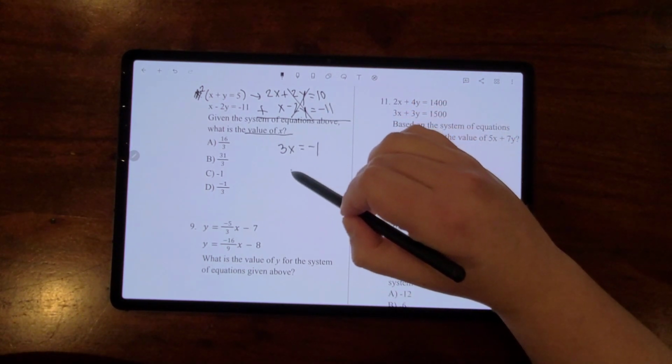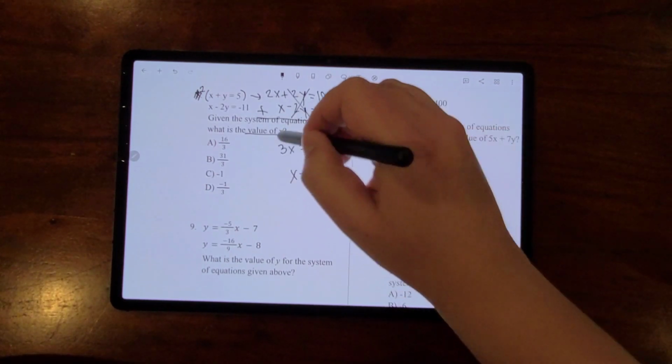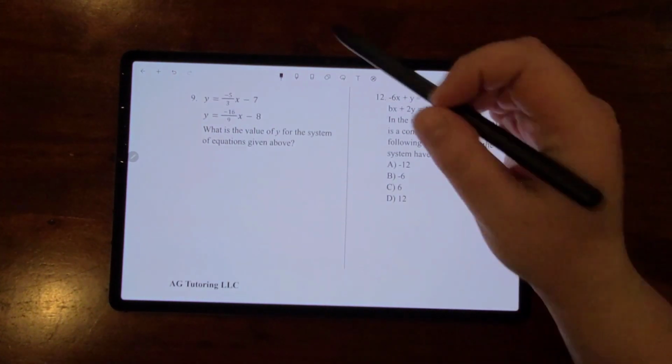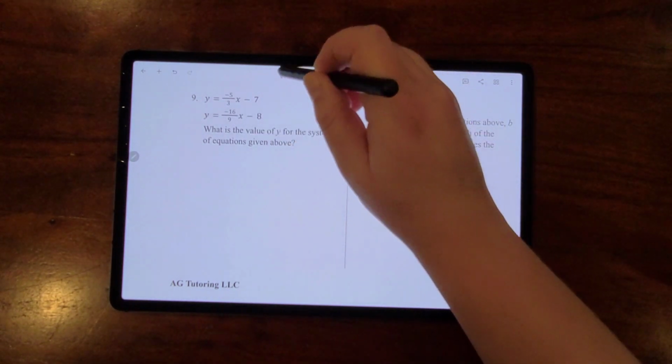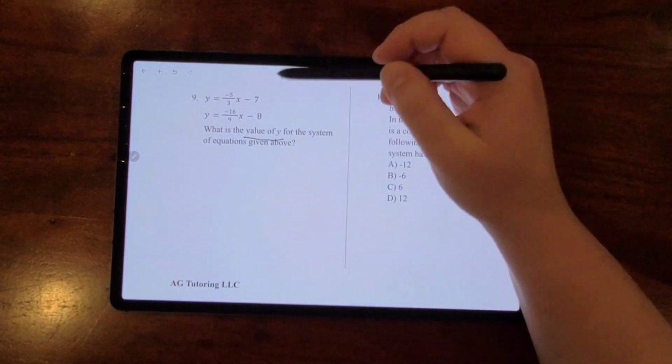So now if I divide each side by 3 to get x completely by itself, I get x is equal to negative 1/3, the value of x. So it would be D. So for number 9, we're going to find the value of y. Oops, that was a bad underline. The value of y for this. So we're solving for y basically.